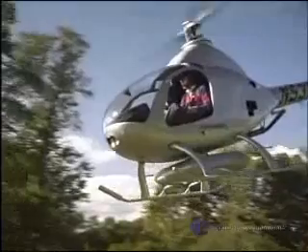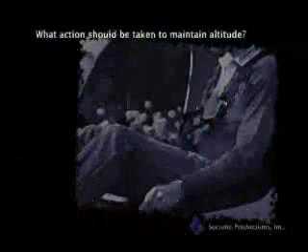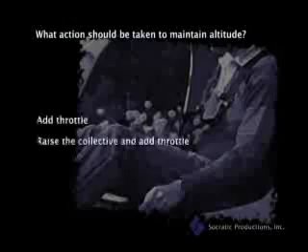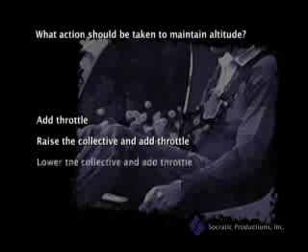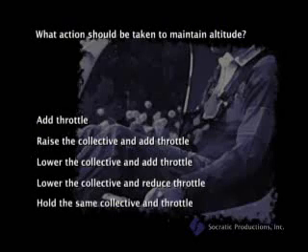But keep in mind that the directional thrust associated with the moving of the cyclic causes the lift component to be reduced. What action should be taken to maintain altitude? Add throttle. Raise the collective and add throttle. Lower the collective and add throttle. Lower the collective and reduce throttle, or hold the same collective and throttle.